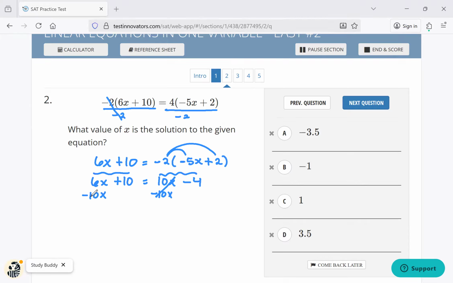So what's 6x minus 10x? 6x minus 10x is -4x. And then move the constant to the right by subtracting 10 from both sides. So you get -4x equals -10 minus 4, which is -14. And then divide this by -4. And you get, what's -14 over 4?